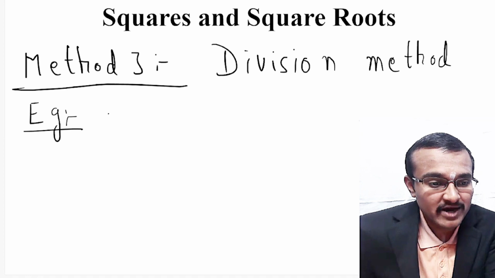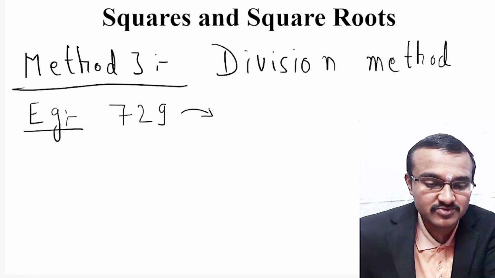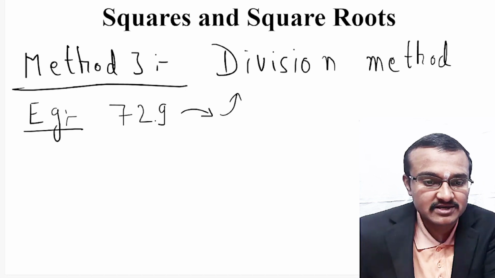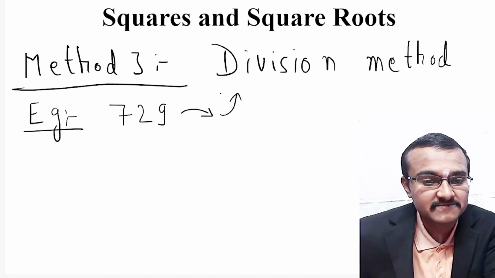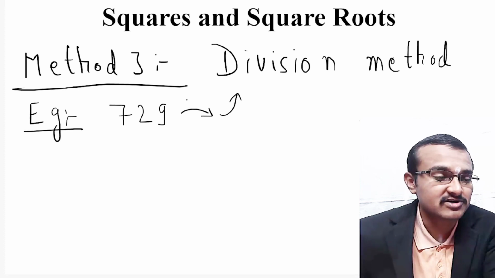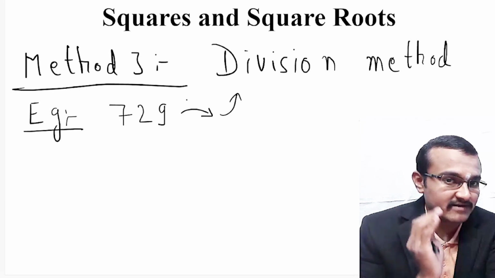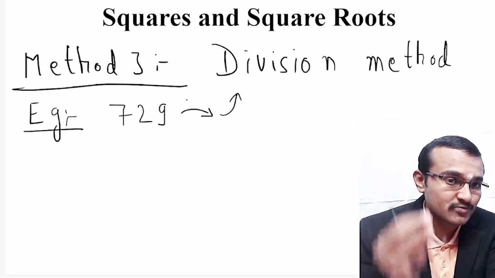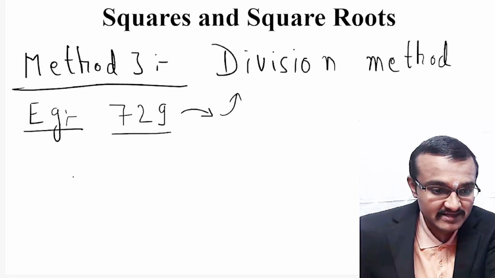Let us take the perfect square 729. If I want to find the square root of this number, I can easily follow this division method. Because if you do prime factorization, it will take a little more time than the division method. And if you do repeated subtraction, that will consume a lot of time, because in repeated subtraction you go on subtracting odd numbers starting from 1. That is a very time consuming method. So let's find the square root of 729 using the division method.